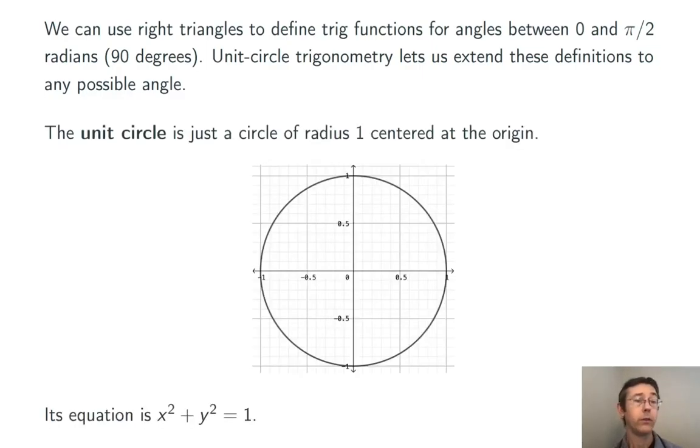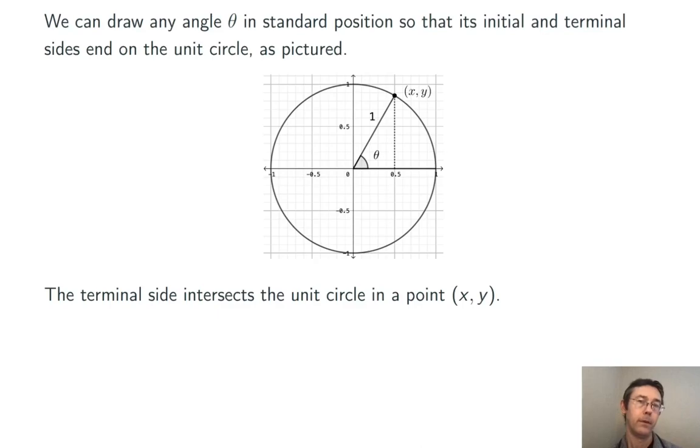The unit circle is a circle of radius 1 whose center is the origin. Its equation is x squared plus y squared equals 1. For any angle theta, we can draw that angle in standard position so that its initial side is on the positive x-axis. And it'll pick out exactly one point on that unit circle. We'll label it x comma y, and then draw a perpendicular to the x-axis, giving us a right triangle.